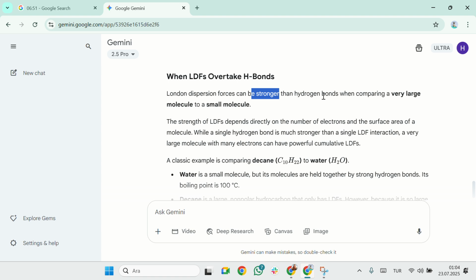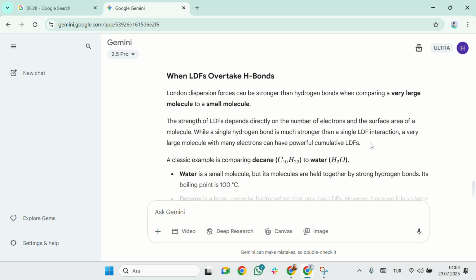LDFs can be stronger than hydrogen bonds when comparing a very large molecule to a small molecule. The strength of LDFs depends directly on the number of electrons and the surface area of a molecule, while a single hydrogen bond is much stronger than a single LDF interaction. A very large molecule with many electrons can have powerful cumulative LDFs.